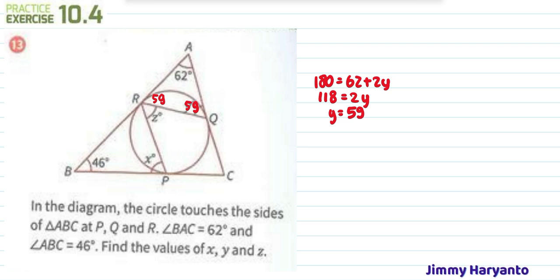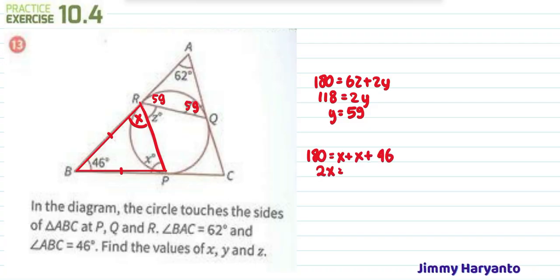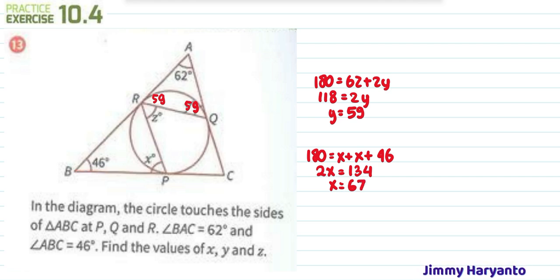Okay, what next? Oh, the x. Okay, so let's use this triangle. This one is also tangent to the circle, that means this one will be the same, and this one will also be the same as x, so 180 equals 2x plus 46. 2x equals 180 minus 46 equals 134, so x equals 67. The x will be 67, like this.